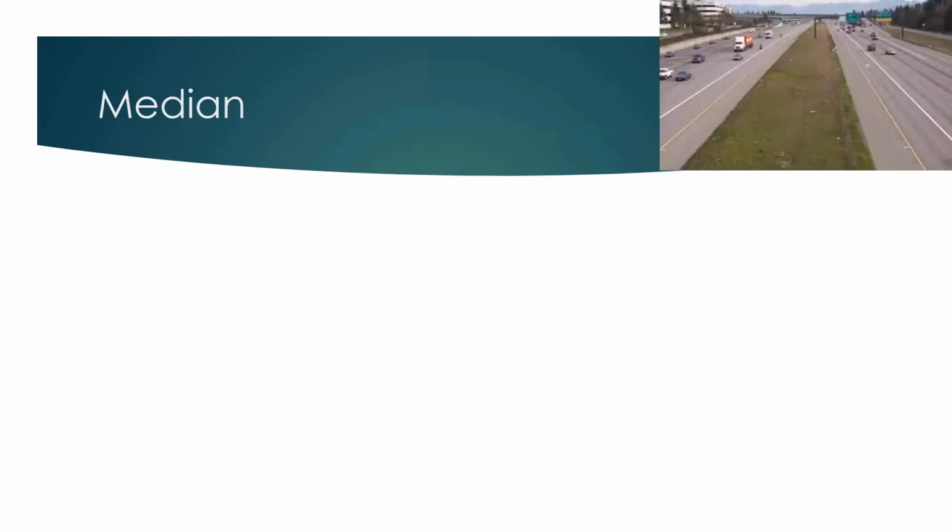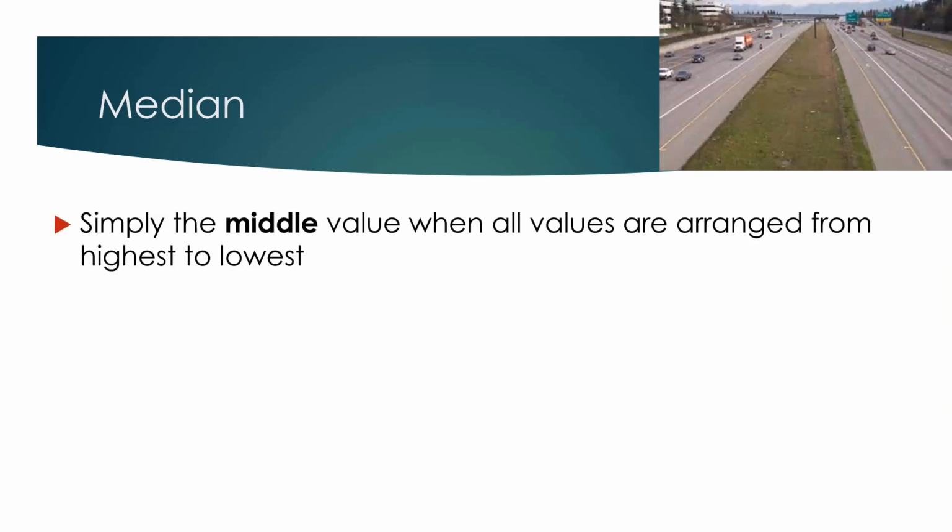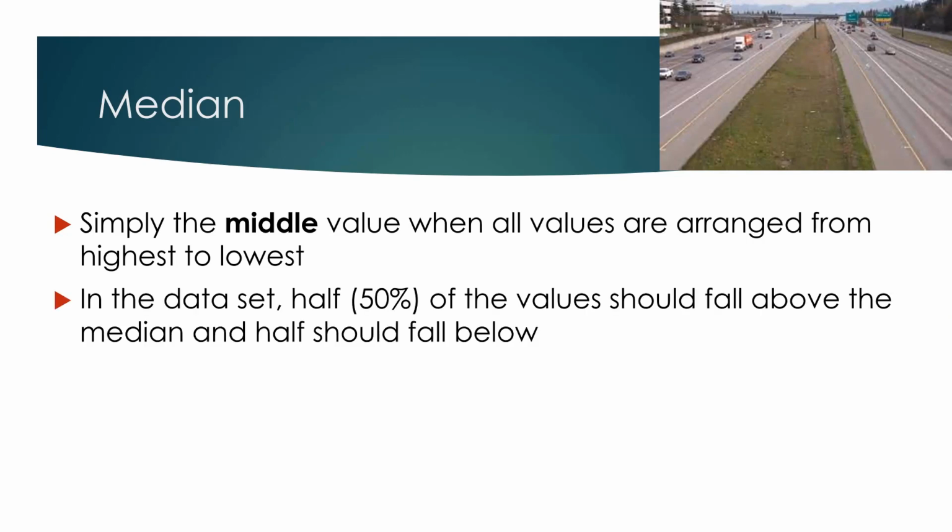Now, the median is simply the literal middle value when all the values are arranged from highest to lowest, or lowest to highest, it doesn't matter, just as long as they're arranged in ascending or descending order. The median is the middle one, the one that's right literally in the middle of all the numbers. Definitively, the median is the number in the data set in which half of the numbers are above the median and half are below it. So 50% above, 50% below. Whatever number has that characteristic is the median.